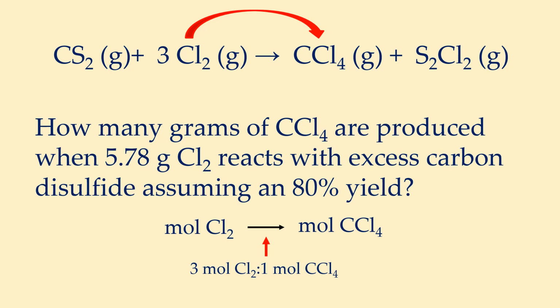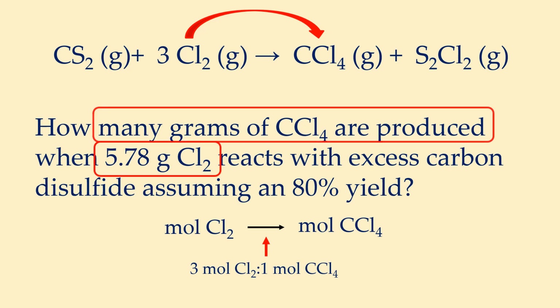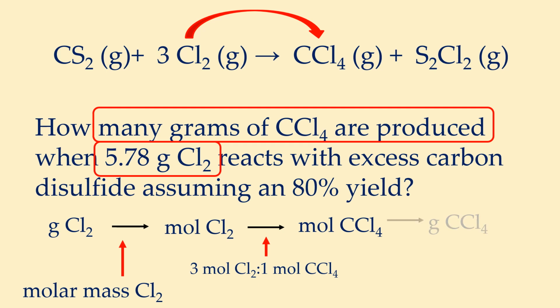But notice, the moles of chlorine are not provided. Rather, we begin with the mass of chlorine and are asked for the mass of the product. For these problems, we need to convert the grams of chlorine to moles of chlorine using chlorine's molar mass. Once in units of moles of chlorine, we can convert to moles of carbon tetrachloride using the mole-to-mole ratio. Then we can convert moles of carbon tetrachloride to grams of carbon tetrachloride using the molar mass of carbon tetrachloride.